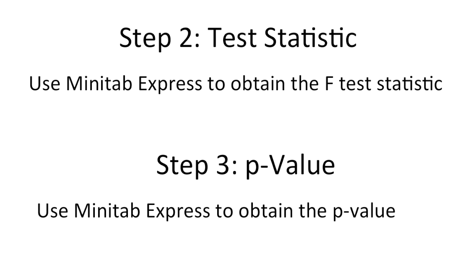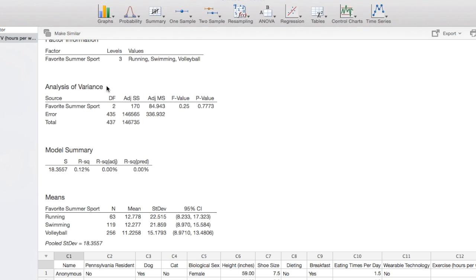Step 2 to compute the test statistic, and step 3 to compute the p-value, we're going to perform in Minitab Express. We already have this output. Here in our analysis of variance table, we're given our F test statistic to be 0.25 and our p-value to be 0.7773. So here we have step 2 and step 3 of the 5-step hypothesis testing procedure.